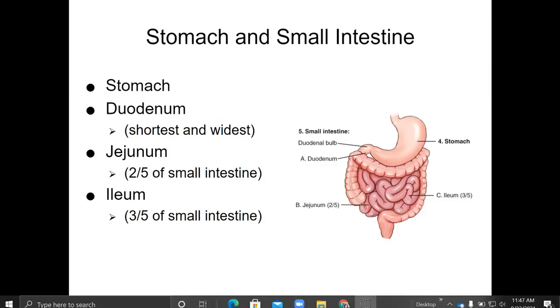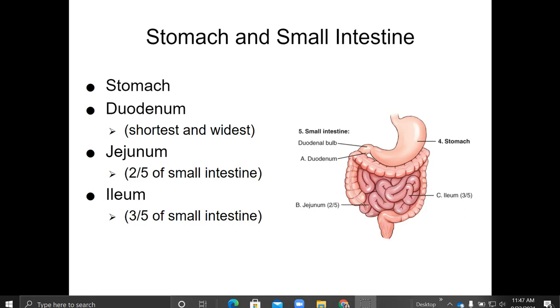Okay, so let's begin by talking about the 3 digestive organs found within the abdominal cavity. And those are the stomach and the small and large intestines. So we'll talk about the stomach and the small intestines first, and then we'll finish with the large intestine. The stomach is the first organ of the digestive system that is located within the abdominal pelvic cavity. And as you know, the stomach is an expandable organ for the temporary storage of swallowed foods and fluids.